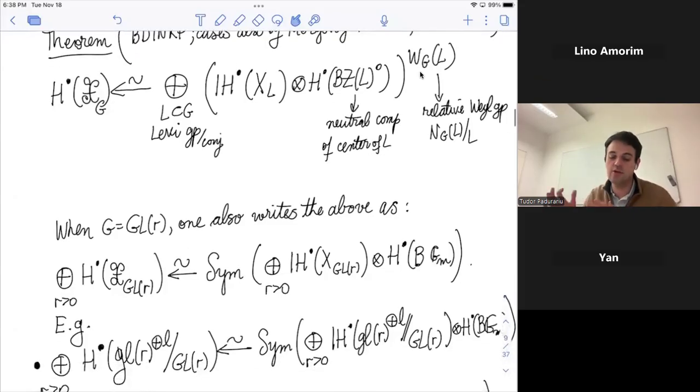And so putting together the Levis, one actually can write them as a symmetric algebra on the direct sum of intersection cohomology of the good moduli spaces times cohomology of BG_M.